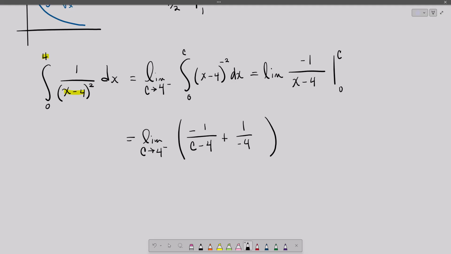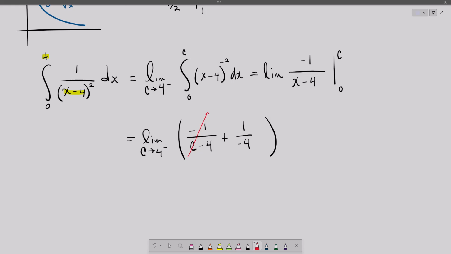Now, what happens when we plug in this 4 here? We plug it in this denominator, and we see we have a 0 in the denominator. So the question is, what does this approach as we get closer and closer to 4 from the left-hand side? What's happening to this whole fraction here? Including this minus in the numerator, is the whole thing going to negative infinity? Is it going to positive infinity? Or is it going to a constant?